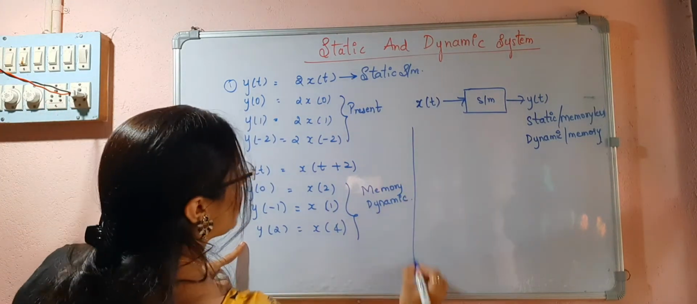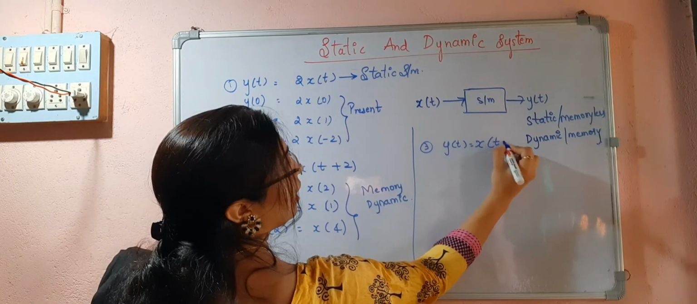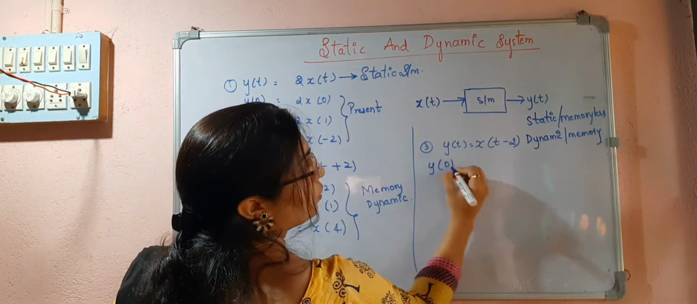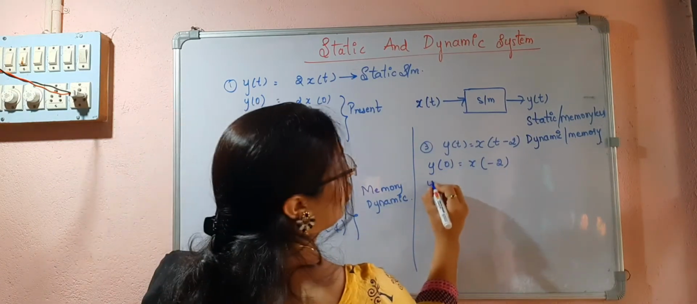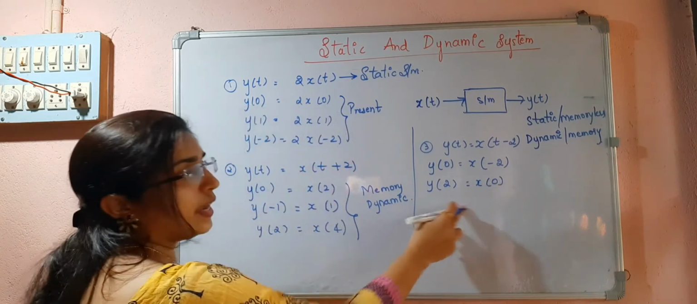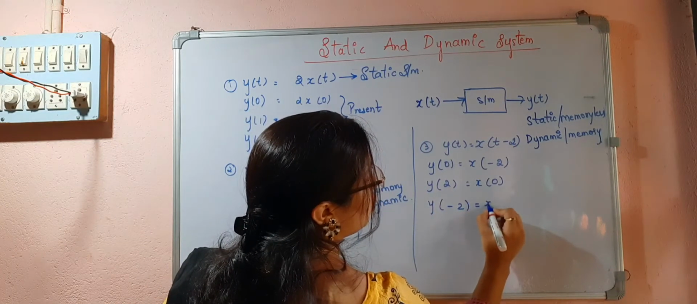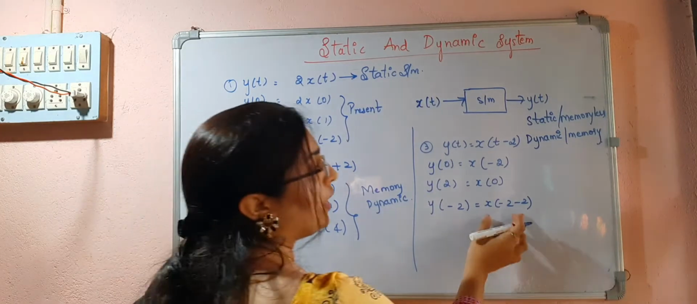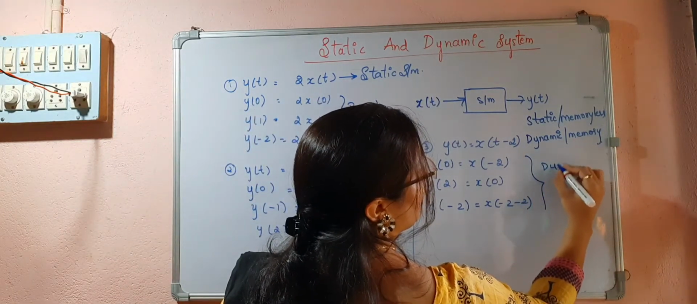The third example, y of t is equal to x of t minus 2. So at t is equal to 0, it is depending upon the previous value of the input. y of 2 is equal to x of 0. So it is again depending upon the previous value of the input. y of minus 2 is depending upon x of minus 4. Once again it is depending upon the past value of the input. So this is also a dynamic system.